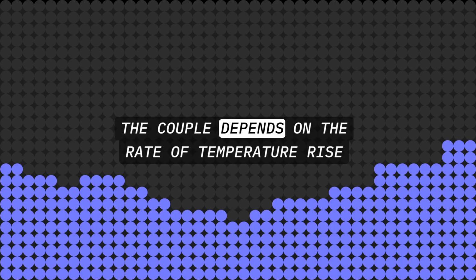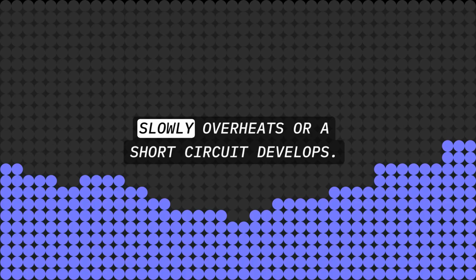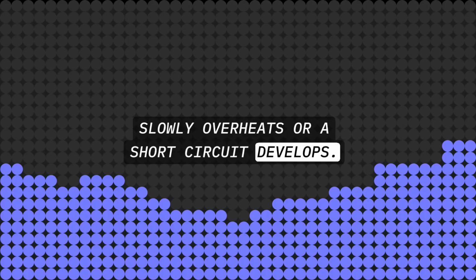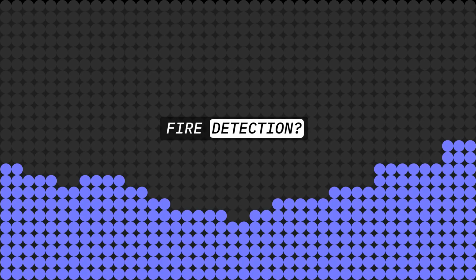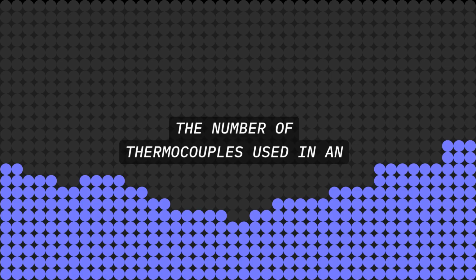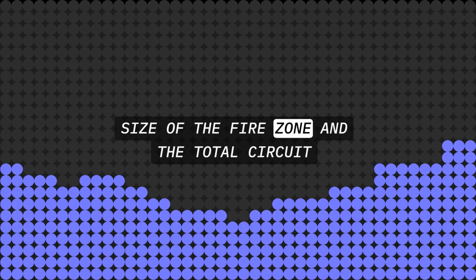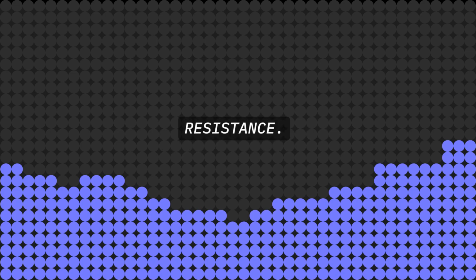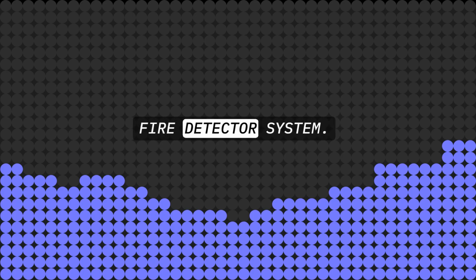When using a thermocouple type fire detection system, what happens if the engine overheats slowly? A thermocouple depends on the rate of temperature rise and will not give a warning if the engine slowly overheats or a short circuit develops. How many thermocouples are required for engine fire detection? The number of thermocouples used in an engine fire detection system depends on the size of the fire zone and the total circuit resistance.